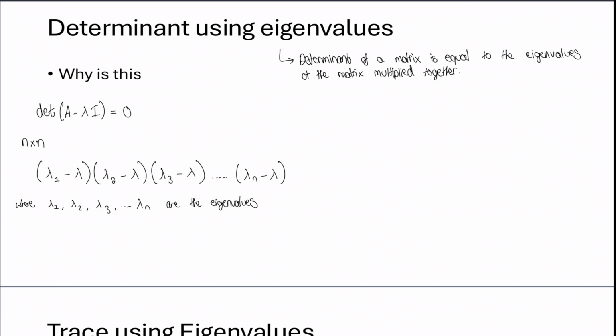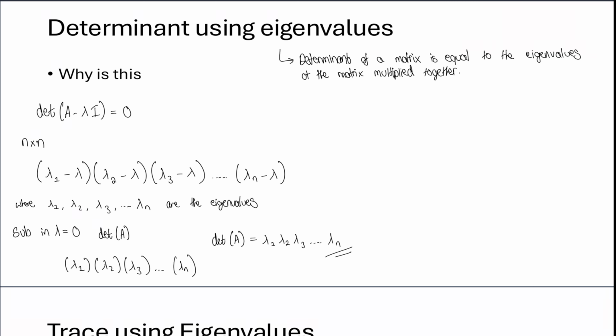Now, if we sub in lambda is equal to 0, if we look at our characteristic equation, we are just left behind with det A. And from the factorized form, we're just left behind with y1 multiplied by y2 multiplied by y3. And therefore, the determinant of our matrix A, which is an n by n matrix, is simply the eigenvalues multiplied together.